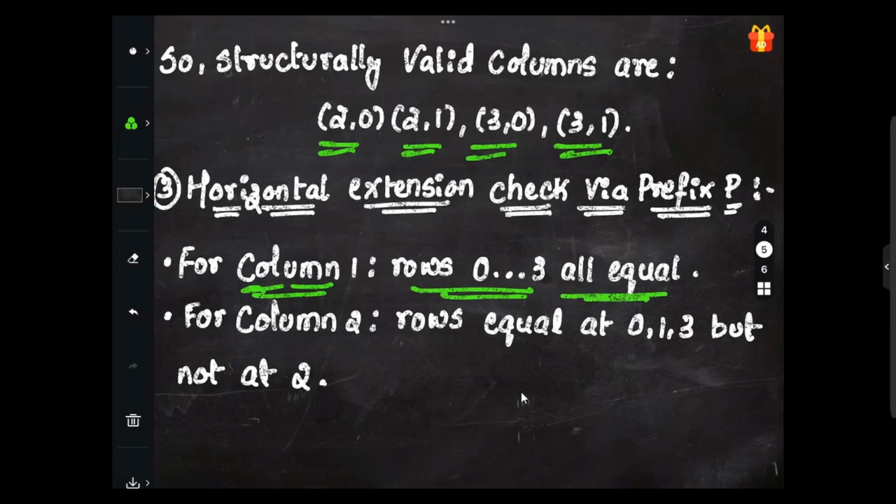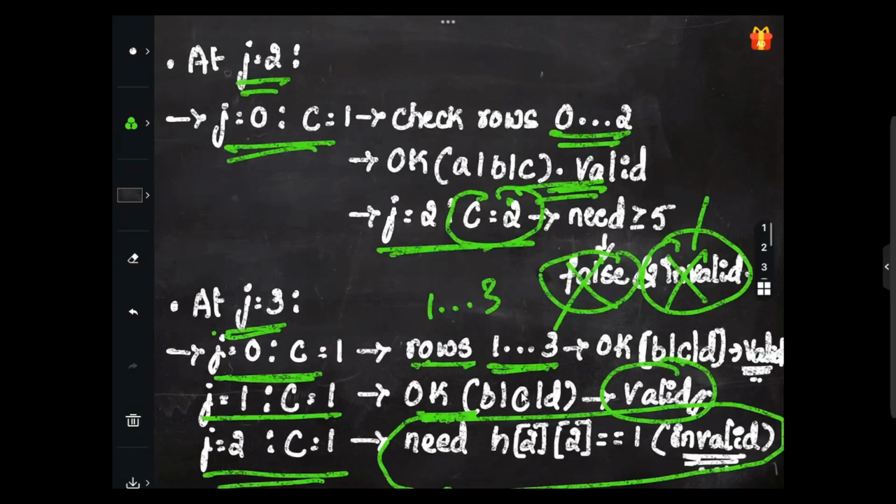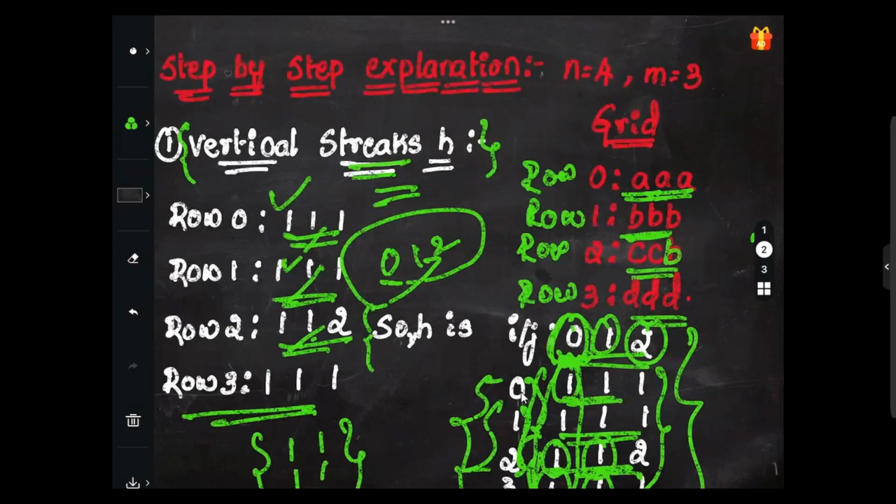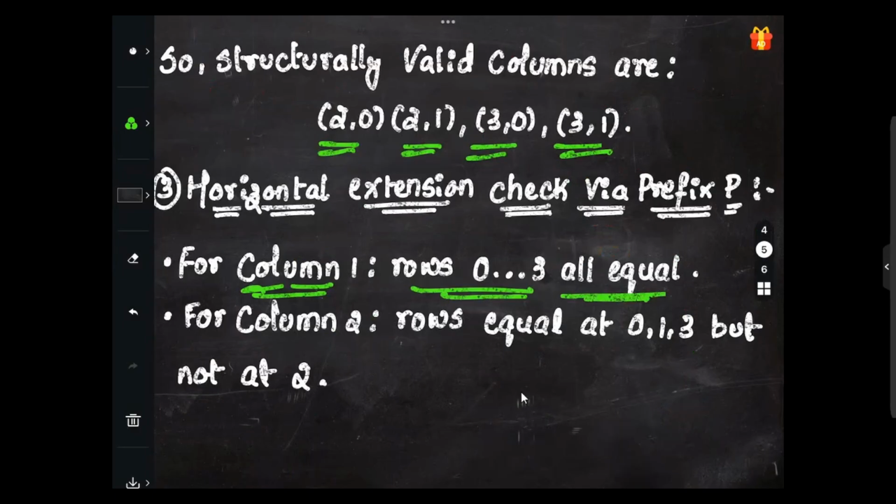So for column 2, rows equal at 0, 1, 3 but not at 2, right? Sorry, for column 0, column 1, we are considering. I had to show for the middle one, column 0, column 1. So this one also is equal, 1 1 1 1. We have column 2, we have to consider this one, so we have 1 1 2 basically. For the column 2, rows equal at 0, 1, 3 but not at 2. So this is fine. We know this one, right?